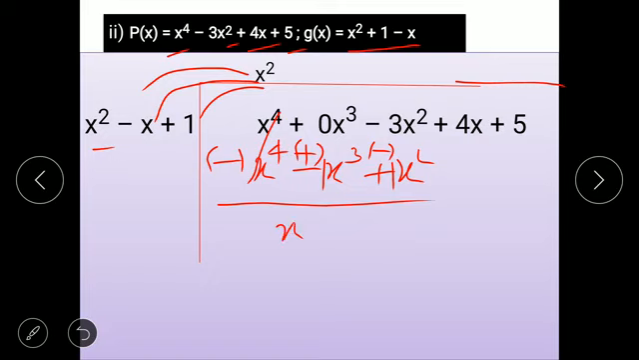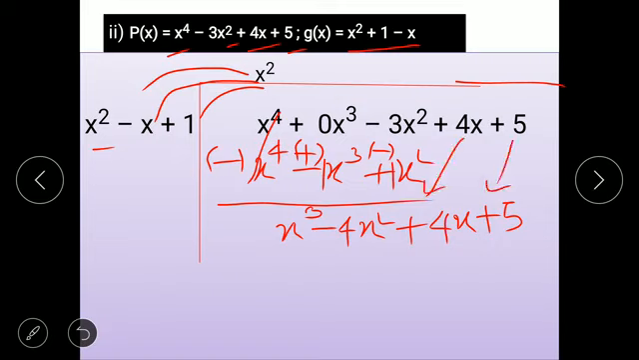1 x cube, minus 3 minus 1, minus 4x square plus 4x plus 5. Clear? 0 plus 1 is 1x cube. Minus 3 minus 1 means minus 4. Then this plus 4 we bring downside. This 5 is written downside. Only the same one. Now the same process.